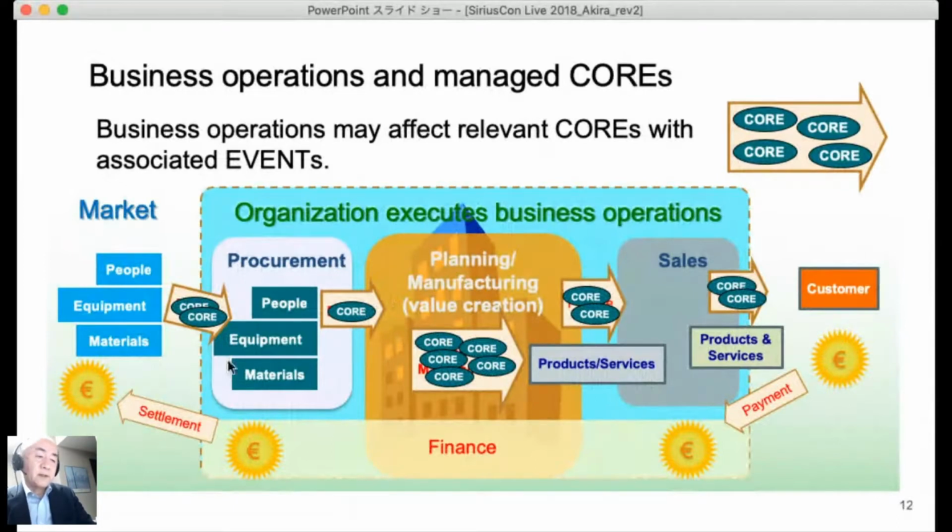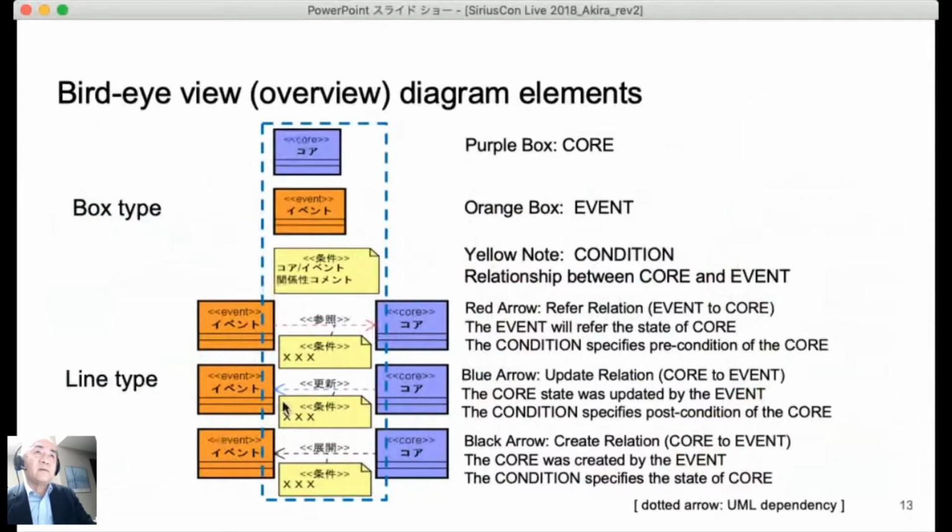Now, this shows the diagram elements. There are 3 types of nodes, box type 1, and 3 types of relations between nodes.